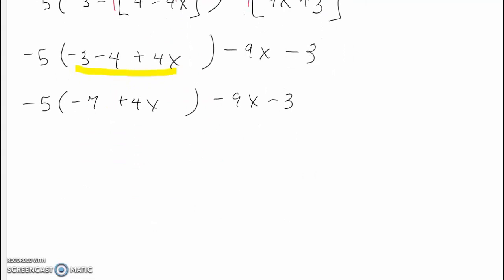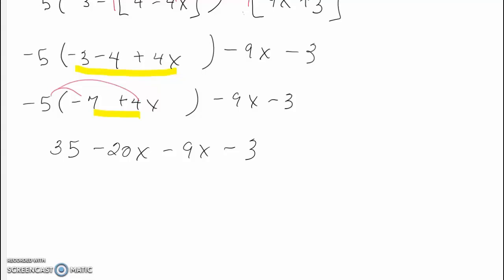We've collected all like terms inside this parentheses here, so now it's time to distribute. And remember, once you distribute, you are removing parentheses. So -5 times -7 is 35. -5 times +4x is -20x. Minus 9x minus 3.